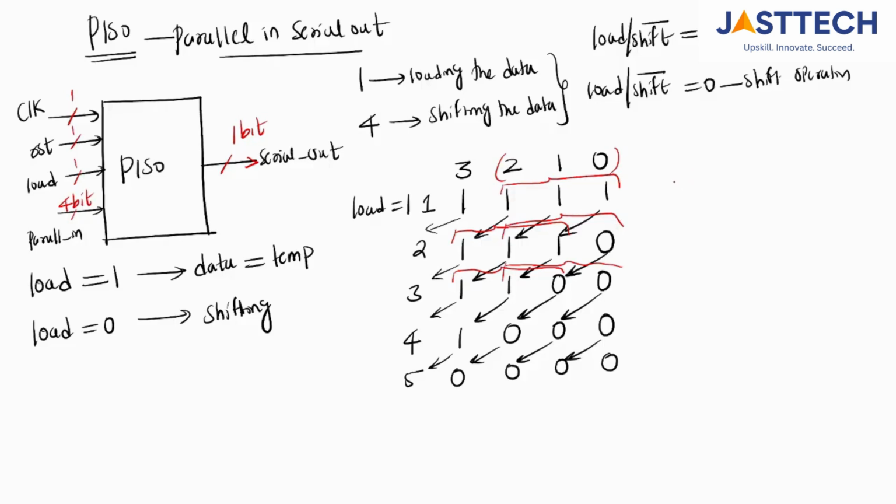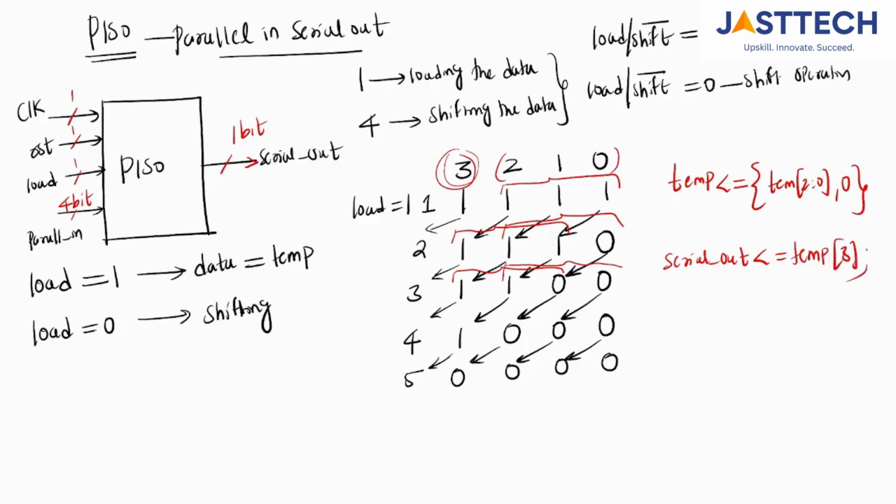So how you can write that is temp. Temp you are initializing to what? Temp non-blocking with temp 2 down to 0 comma 0. And where you are getting the data, that is serial out. So serial out, serial_out, you need to initialize to temp 3, where you are getting the data. So that is temp 3. Did you understand the logic, PISO?